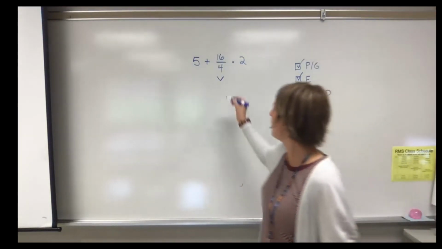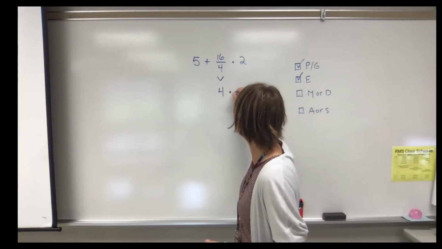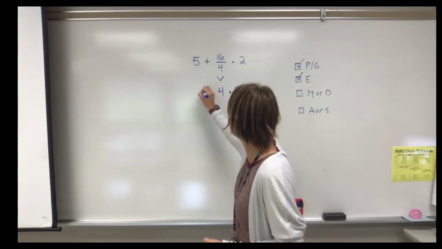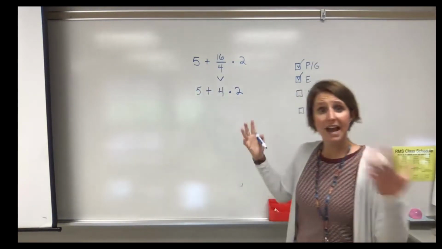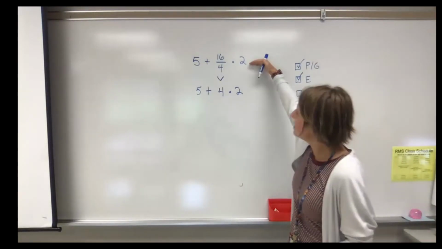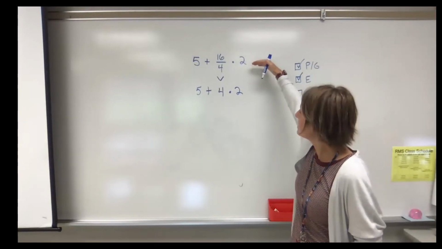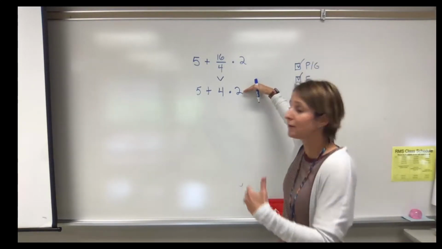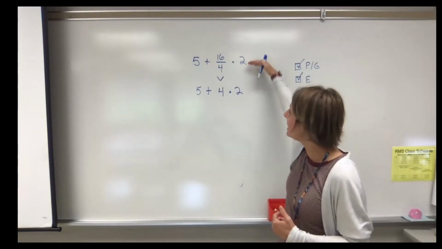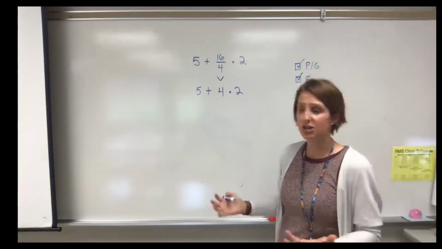16 divided by 4 is 4. I'm going to bring down everything else that I haven't worked with, dropping down the times 2, dropping down the 5 plus. And I'm going to start again. This expression right here is a simpler version of our original expression. Right now we're just simplifying each expression.